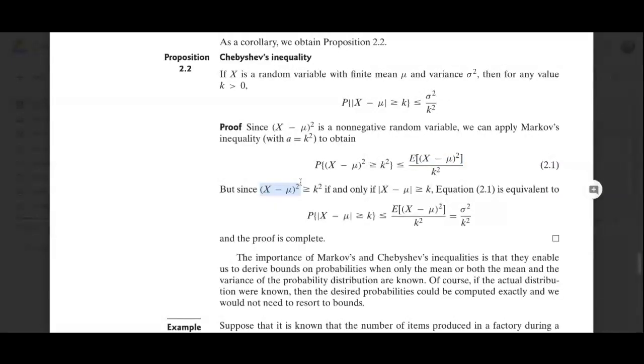And since X minus mu squared is greater than or equal to k squared if and only if the absolute value of X minus mu is greater than or equal to k, the probability of the absolute value of X minus mu greater than or equal to k is less than or equal to this, which is just sigma squared divided by k squared. All right, short proof.